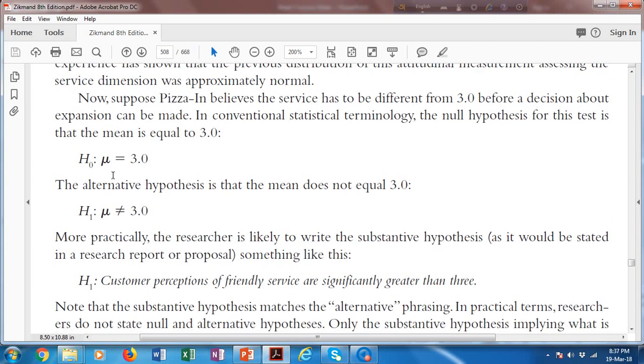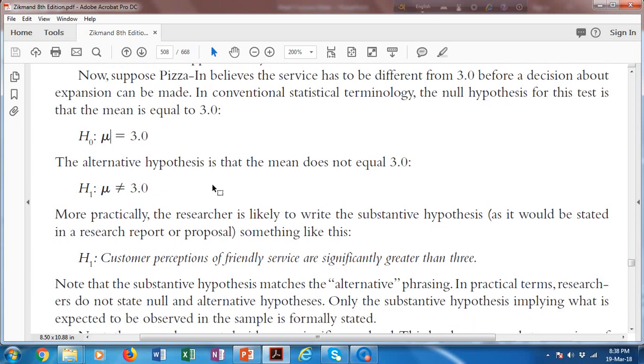So they write down the null hypothesis: the average customer satisfaction is equal to 3. That is their benchmark. And their alternate hypothesis is that average customer satisfaction is not equal to 3. So you understand that this is the benchmark and this is the sample value that they are going to calculate. And this is the null and alternate hypothesis.